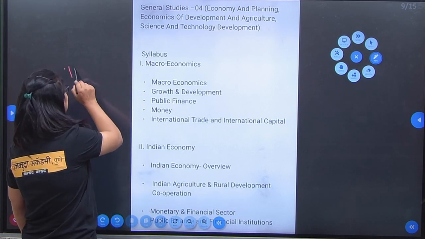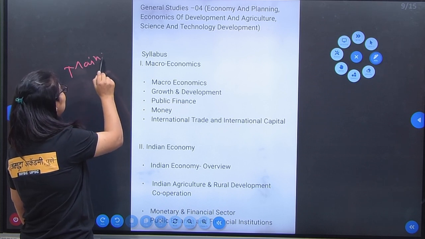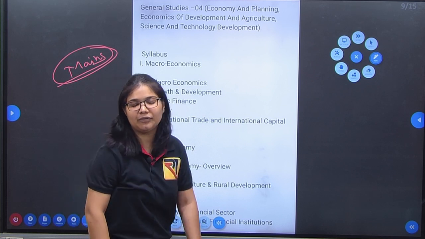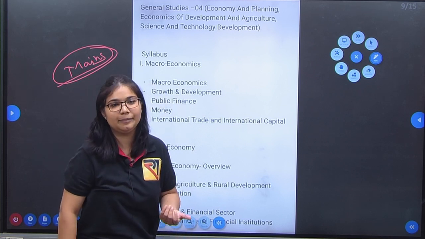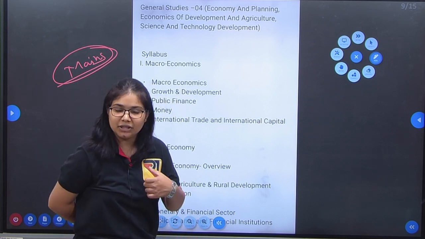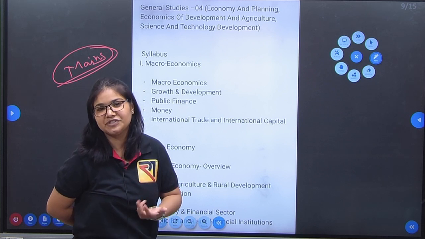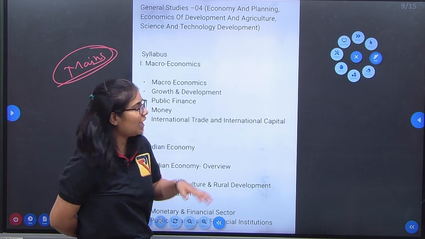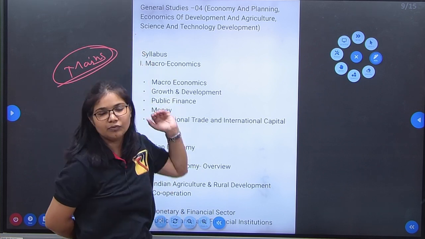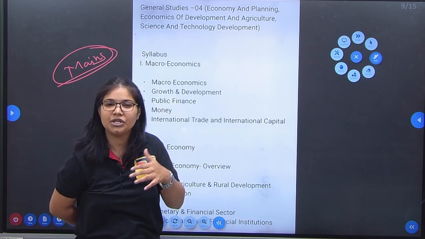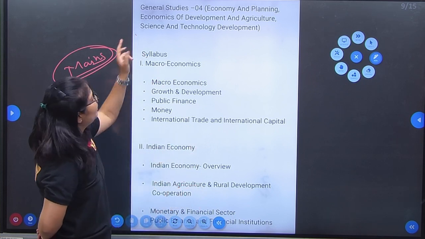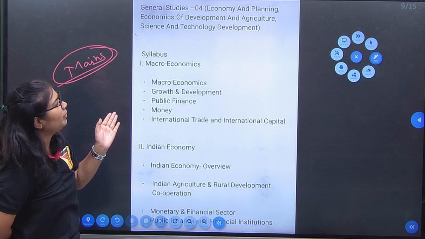In the mains examination, we have different papers: the Marathi paper, the English paper, then GS1, GS2, GS3, GS4. These are the papers, right? The last paper is General Studies paper 4, or in the examination row, the 6th paper.